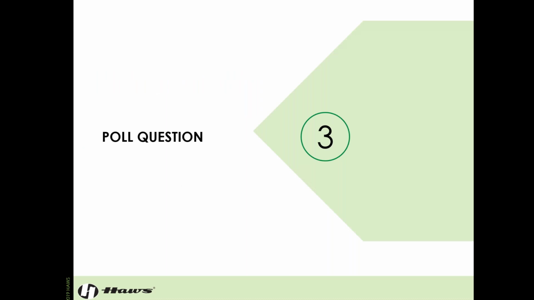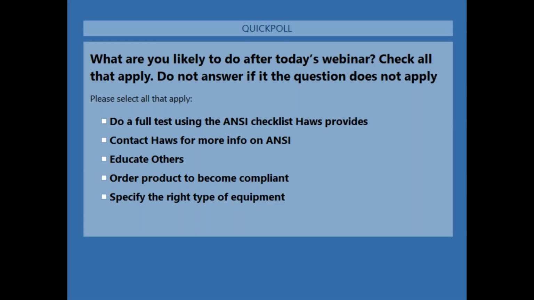Okay, poll question number 3. Hayden, if you would launch that, please. Our third poll question today is, what are you likely to do after today's webinar? For this question, please check all that apply and do not answer if the question does not apply to you. The responses for this are: do a full test using the ANSI checklist Haas provides, contact Haas for more information on ANSI, educate others, order product to become compliant, and specify the right type of equipment.